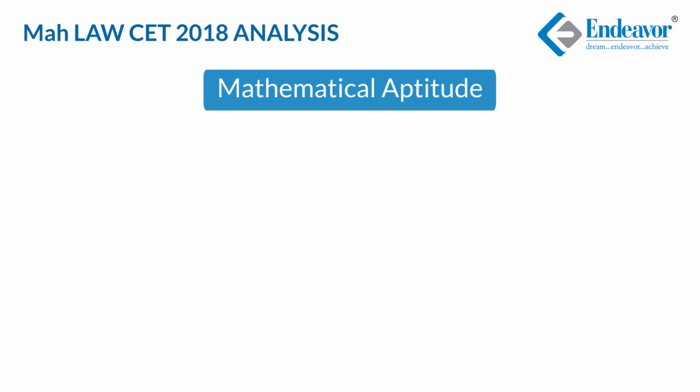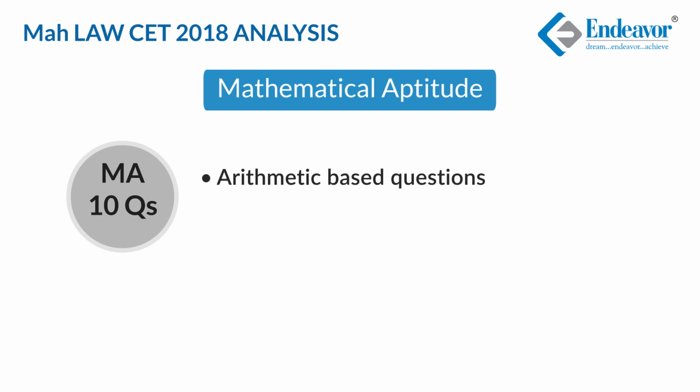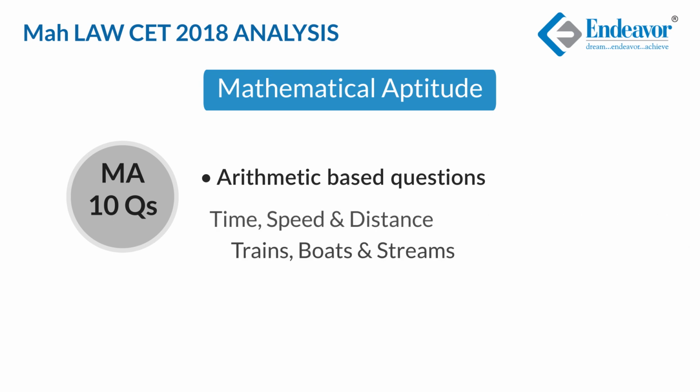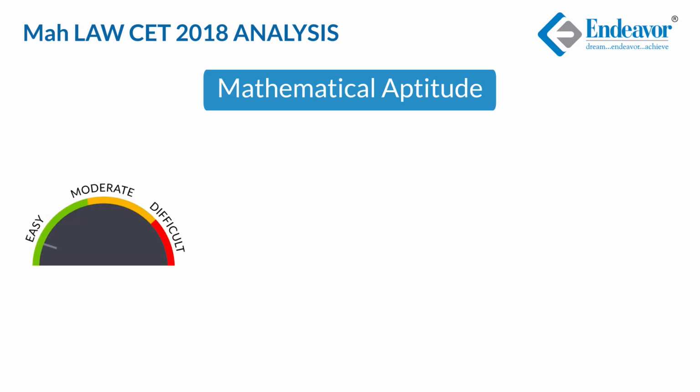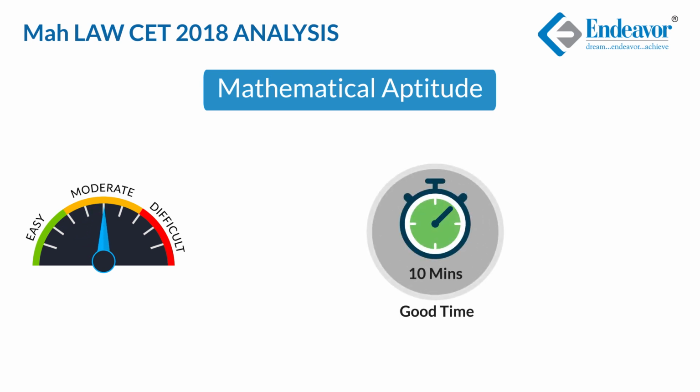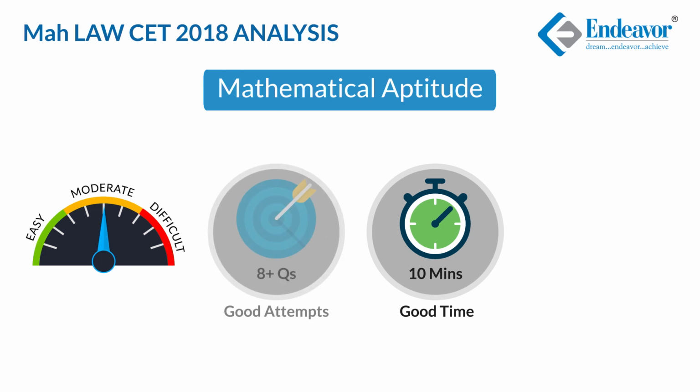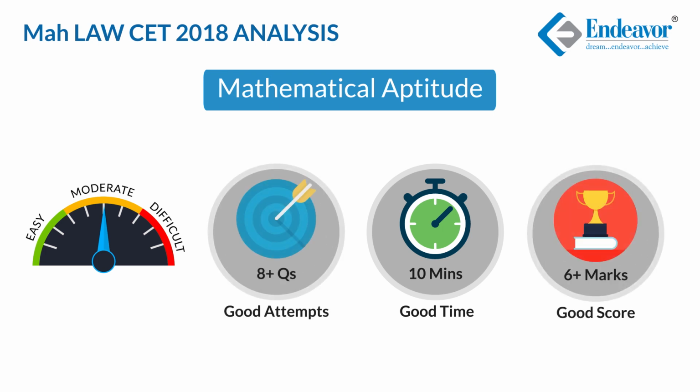The last one is mathematical aptitude, which has around 10 questions out of 150, the least weightage in this particular paper. The majority of the questions were arithmetic based, which is nothing but application of time, speed, distance, trains and boats and streams, profit and loss, time and work, averages, simple interest, compound interest and other arithmetic equations. There were a couple of questions based on data sufficiency also, which were easy. The overall level of difficulty of this section is moderate. The ideal time allocation should be not more than 10 minutes with an ideal attempt of 8 plus questions with a good score of around 6 plus.